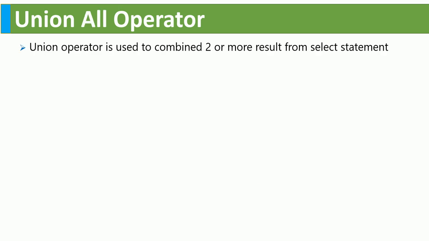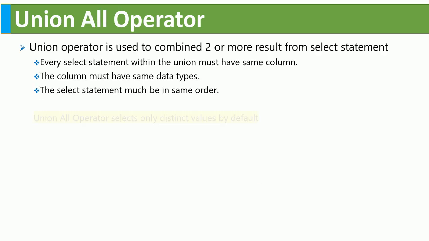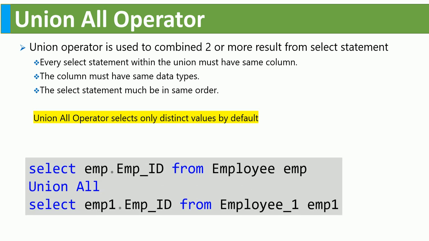Now let me show you the example for the UNION ALL operator. It is all the same, the only difference is that the UNION operator selects only the distinct values by default. So if you use UNION, then you will be getting the selected distinct values. And now here is the command, here is the example of how to write it.